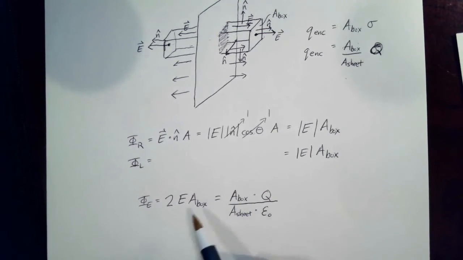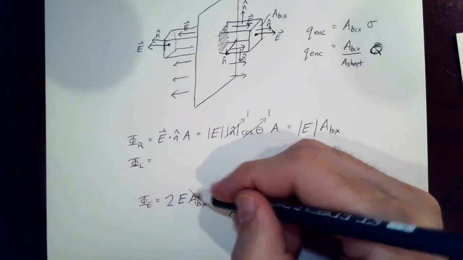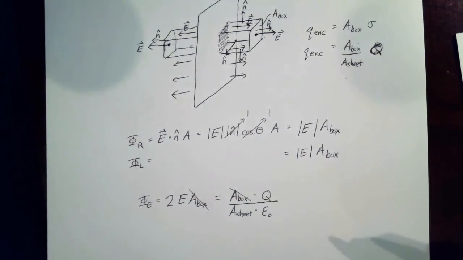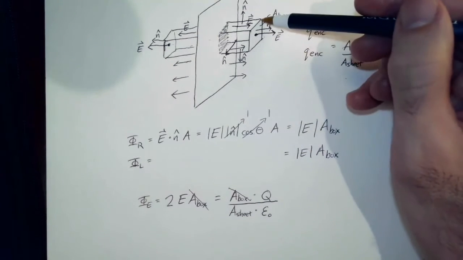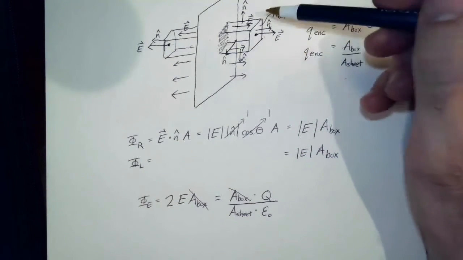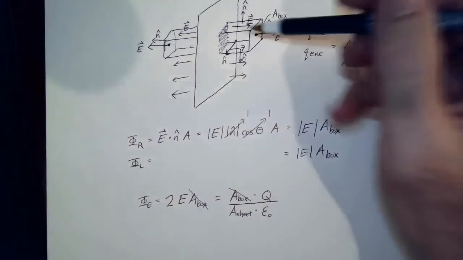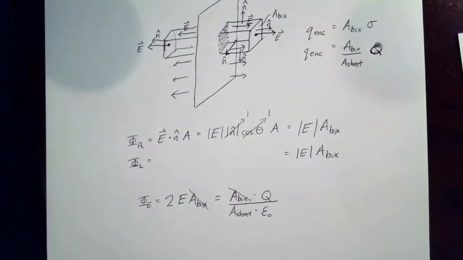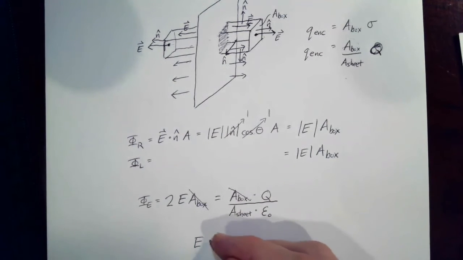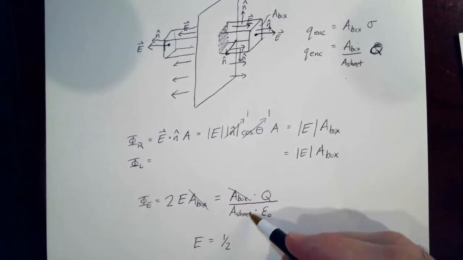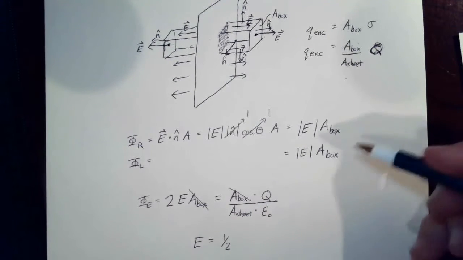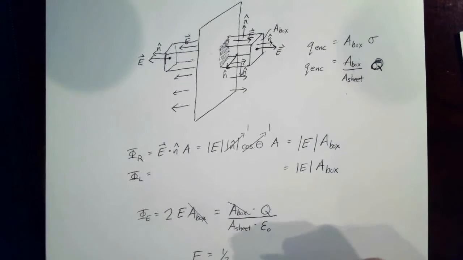All right, and so we see right away the area of the box cancels, which is what I had alluded to earlier. This must happen because this box is imaginary. So the physical behavior can't depend on this imaginary box. And then if I solve this for E, I have 1/2, and then Q over A sheet, I can write that as sigma again over epsilon naught.